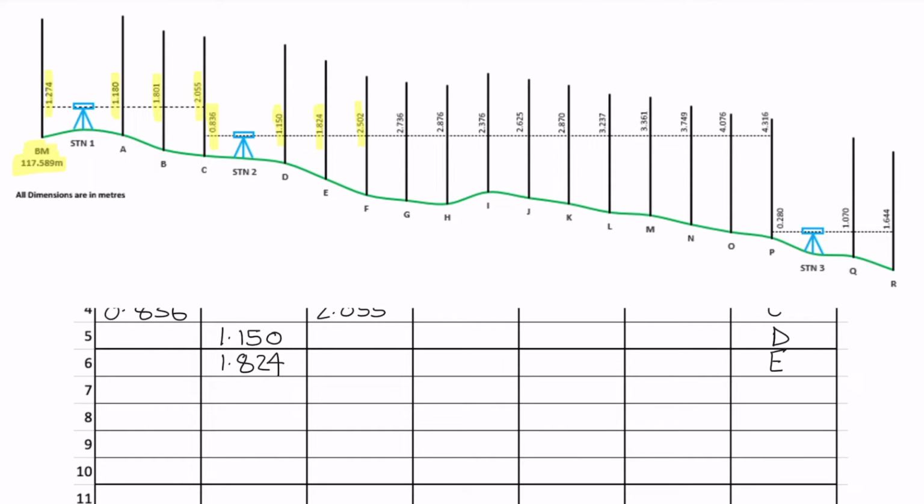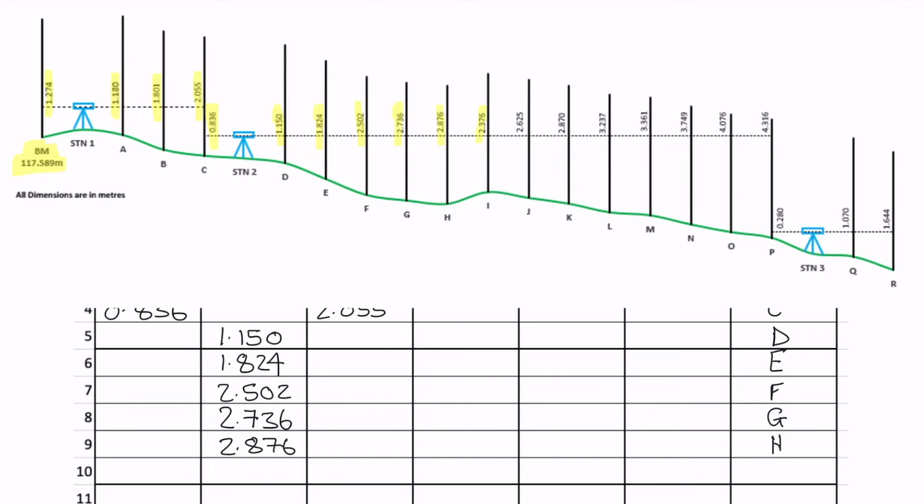Point F. Its value is 2.502, another intermediate reading. Point G. Its value is 2.736, again another intermediate. Point H. Also an intermediate, 2.876.